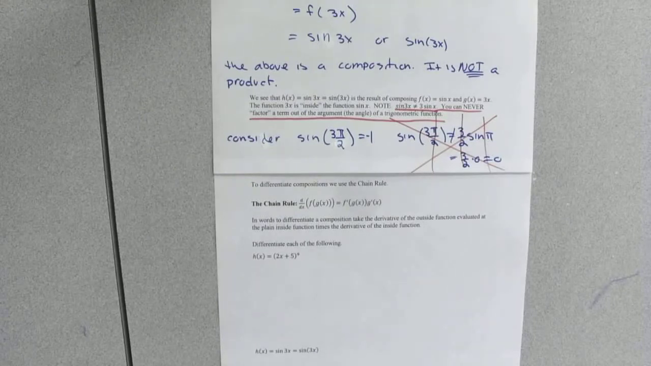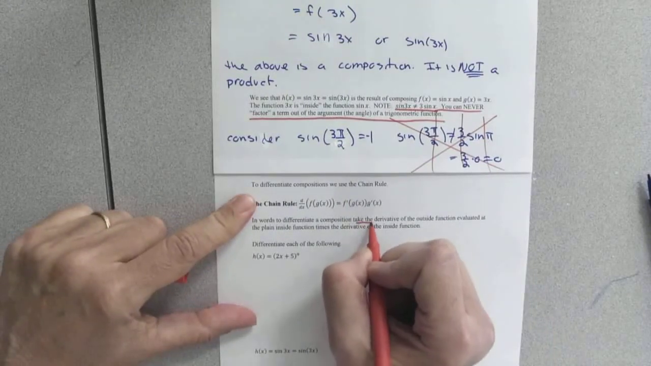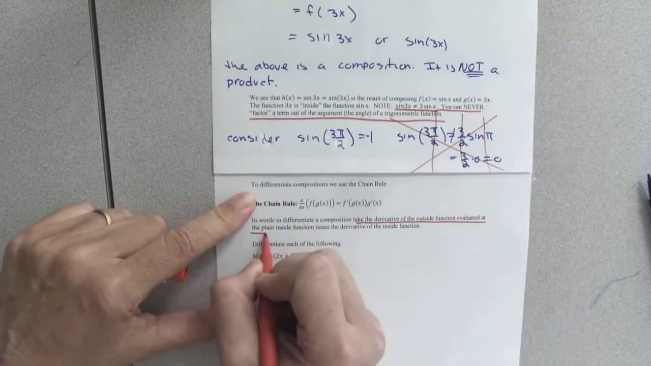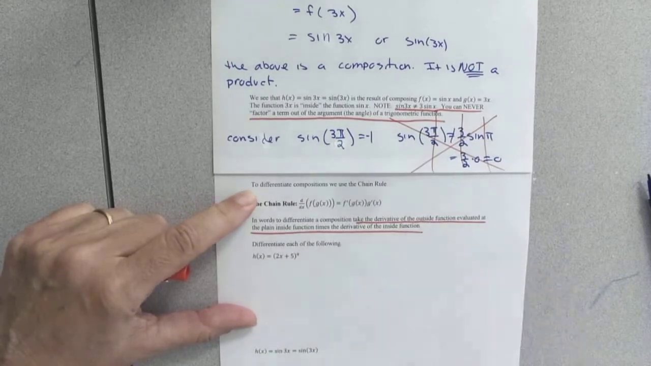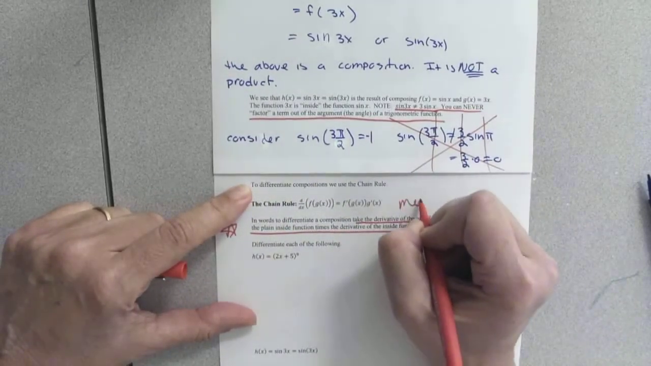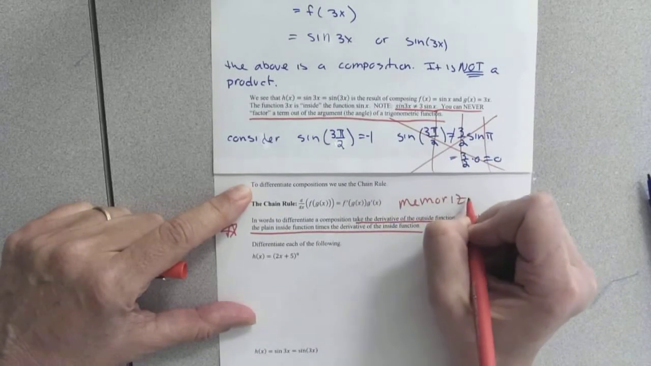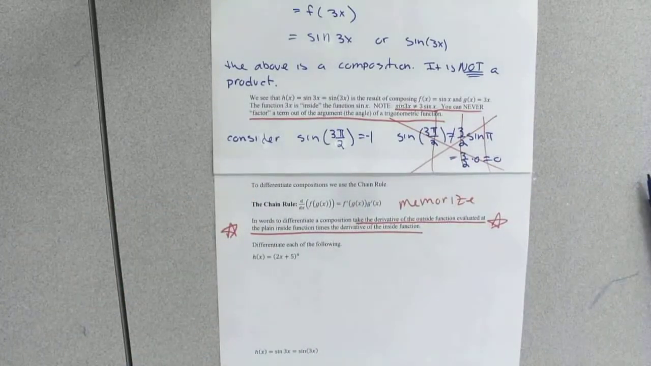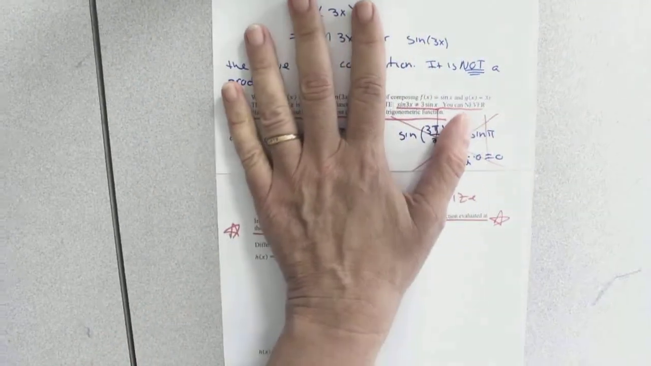In words, to differentiate a composition, take the derivative of the outside function, evaluated at the original inside function, times the derivative of the inside function. And of course you need to memorize this. You've got to know the chain rule. And so now we are just going to start practicing. Practice, practice, practice.